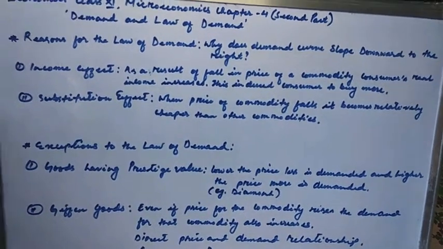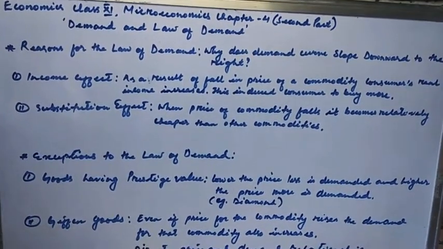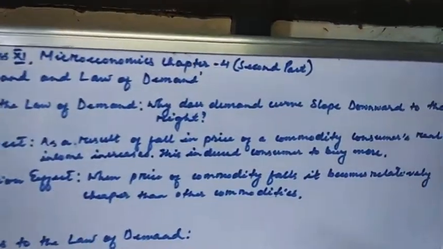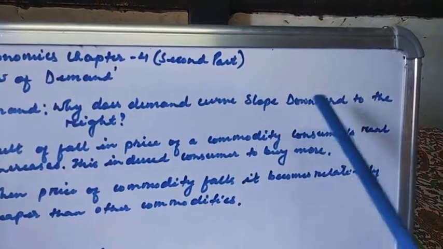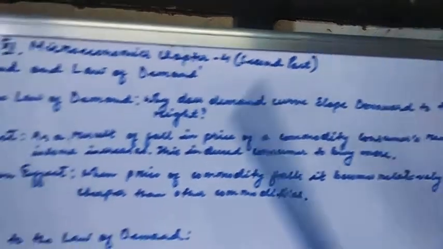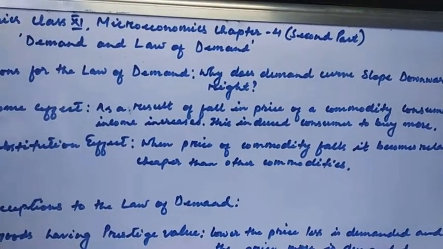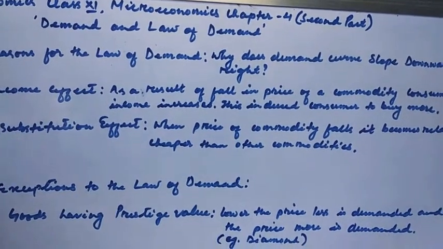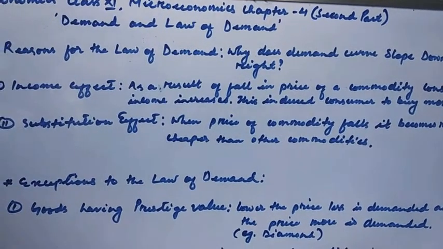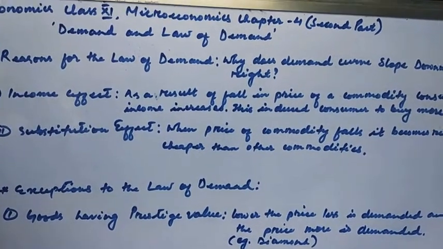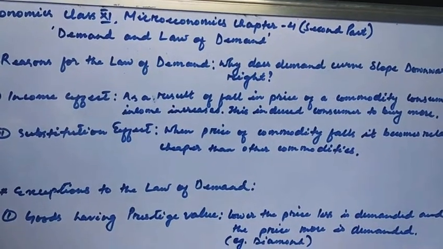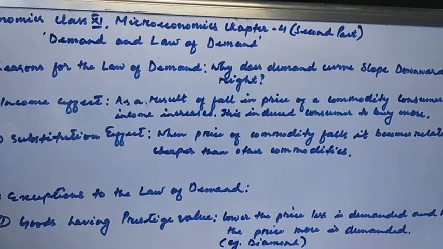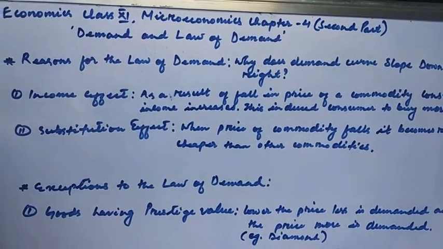Alright, now we are going to discuss the reasons for the law of demand, or why the demand curve slopes downward to the right. We have explained before that it is because of the inverse relationship between the price and the quantity demanded that we have a downward sloping demand curve towards the right.